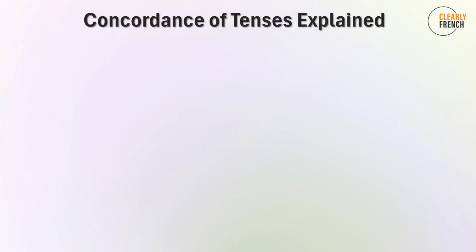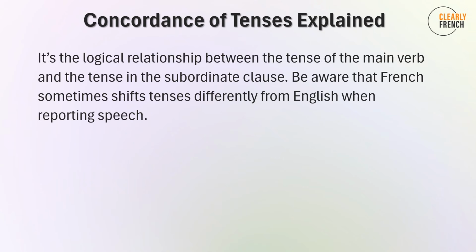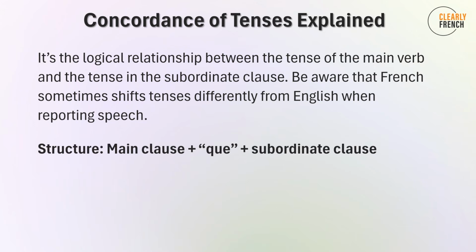What we call in French la concordance des temps is the logical relationship between one half of the sentence and the other half, which is the main verb and the tense in the subordinate clause. Be aware that French sometimes shifts tenses differently from English when reporting speech. The main structure of those sentences is the main clause, the que, and the subordinate clause.